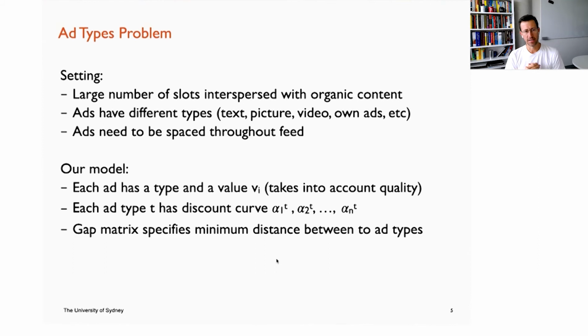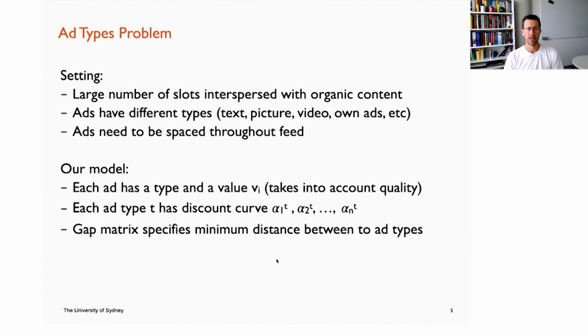And then the last ingredient of the model is a gap matrix, which specifies the minimum distance between two ads of a given type. So for two ad types, I will have a number that tells me if I show this ad type here, I need to let this many slots go through until I can show an ad of this other type. So the ads are nicely spaced out throughout the feed.